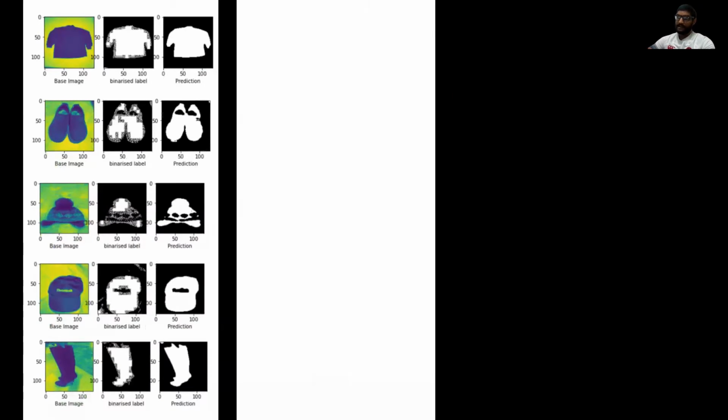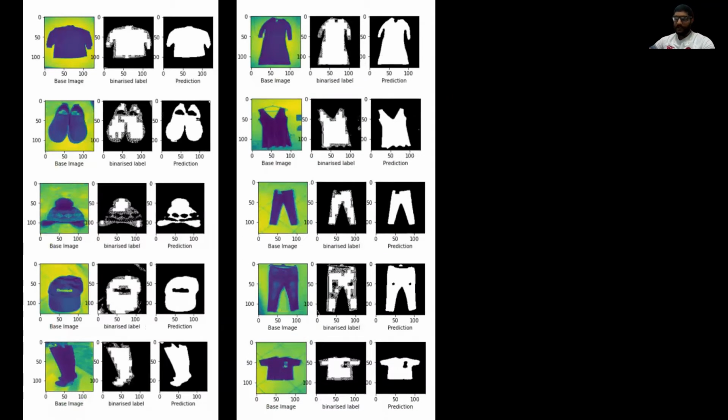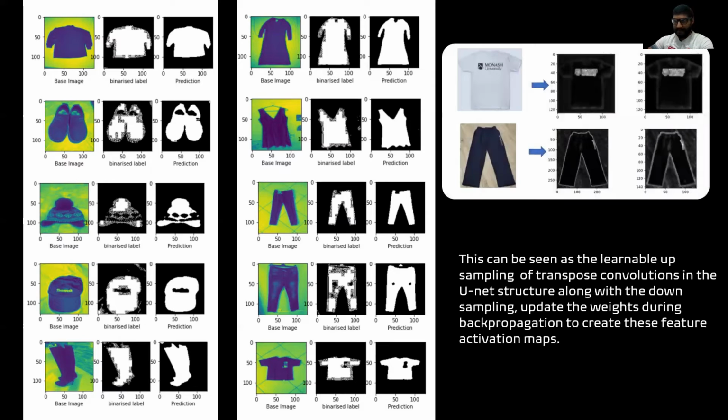However, this testing accuracy was not of major importance due to the nature of the dataset and the labels created, because a minority of the labels were depixelated or noisy, which are not the correct mask. This U-Net segmentation outputs a mask resembling the input image better than the label itself. And how does this happen? This happens based on the fact that the neural network not only creates a mask on the basis of pixel intensity, as in the previous method, but also on the basis of size, shape and other factors, as shown here. This can be seen as the learnable upsampling of the transpose convolutions in the new U-Net structure, along with the downsampling, updating the weights during backpropagation to create these feature activation maps.